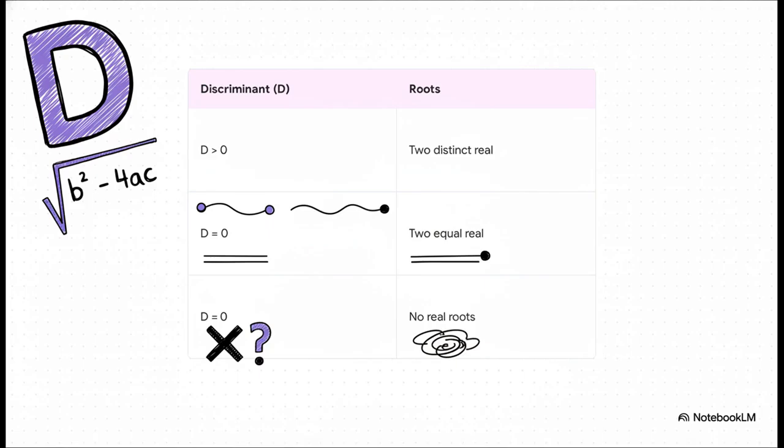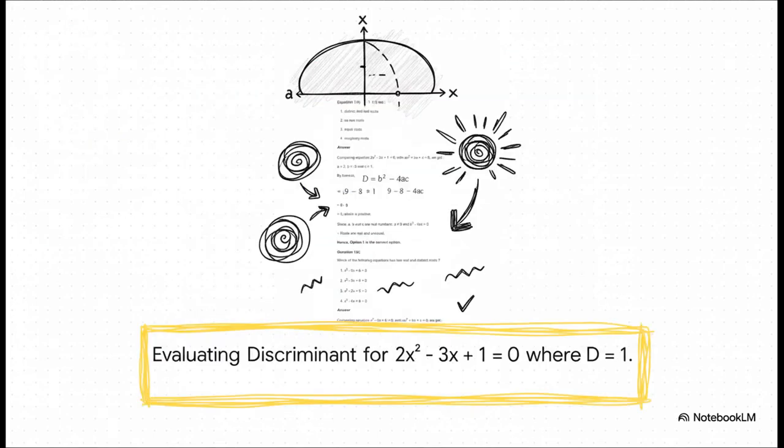If D equals exactly 0, you get 2 identical, equal real roots. And if D is less than 0, meaning it's a negative number, well, you can't take the square root of a negative in basic algebra, so the equation has no real roots. We call those imaginary roots. Let's actually look at this in action with the equation 2x squared minus 3x plus 1 equals 0.